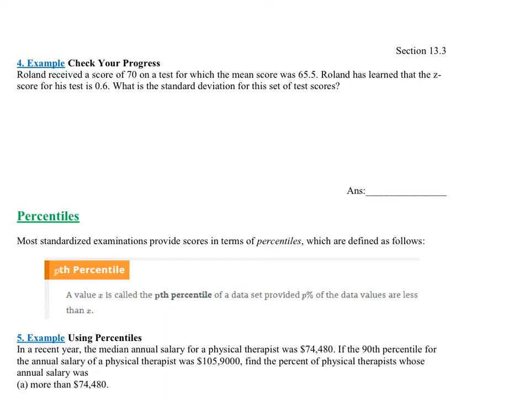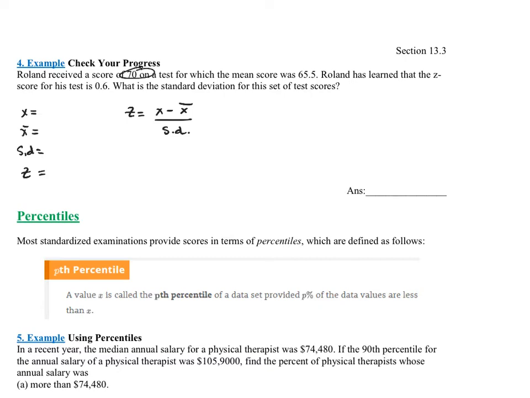So again, we have 4 things in the formula. We have the data, we have the mean, we have the standard deviation, and we have that z-score. Then the formula is always z-score equals data minus the mean over the standard deviation. Okay, let's give it a read.